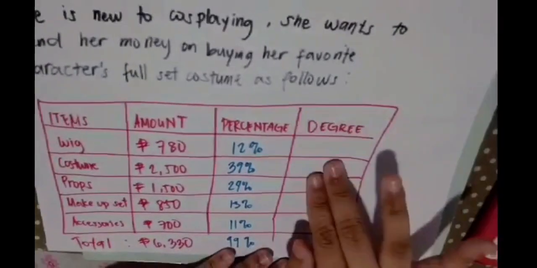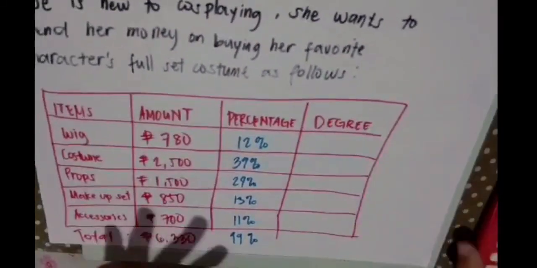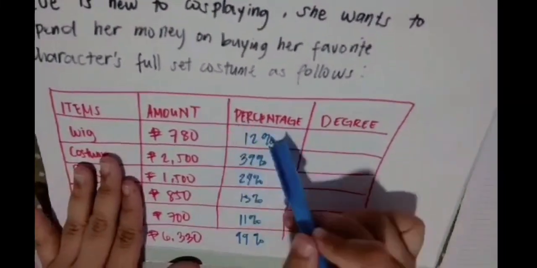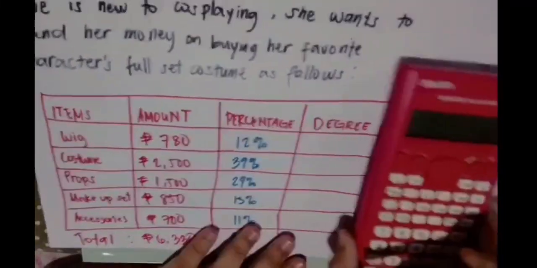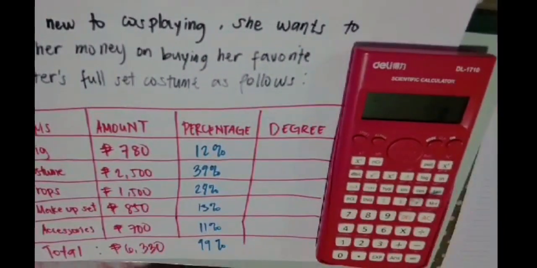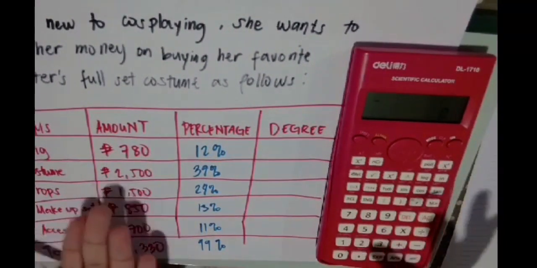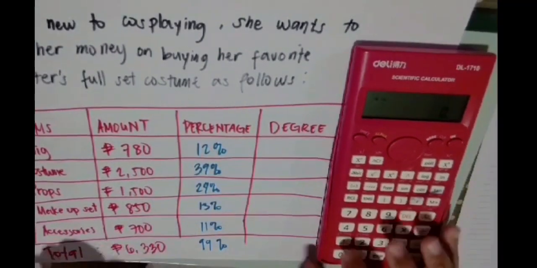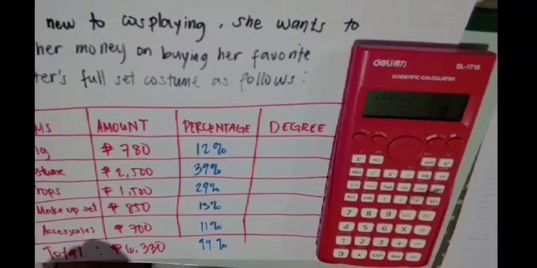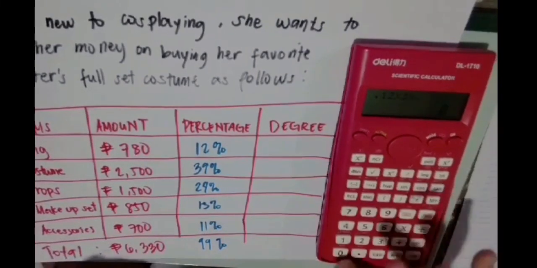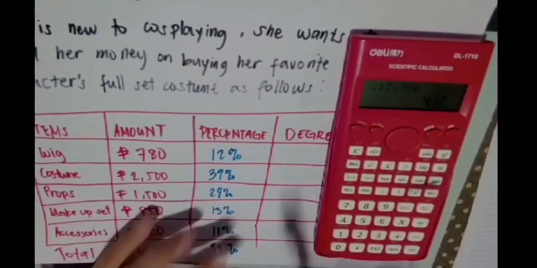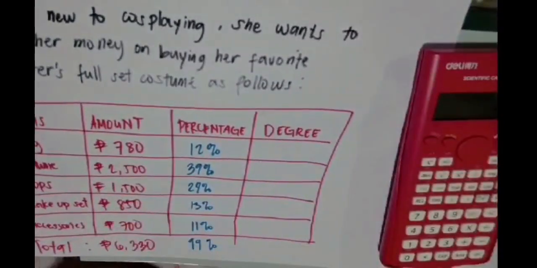Now moving on to the degree. How are we going to get the degree? It's simple. To get the degree, we have to multiply the percentage by 360. So let us get our calculator again. Now we have to do it in a decimal way. So instead of 12, we put here 0.12, then multiply it by the degree of a circle, which is 360. So it will be 43.2. But what you're going to write here only is 43.